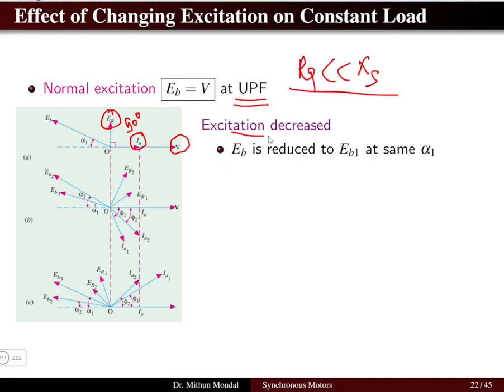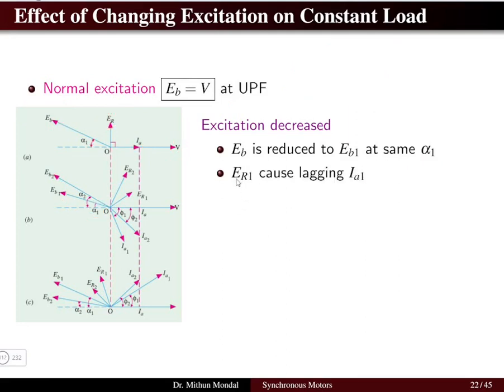Now when the excitation is decreased, what happens? Excitation decrease means that the EMF EB is reduced to a new value of EMF, that is EB1. So EB, which was the back EMF under the normal excitation case, has now reduced to a new value EB1, keeping the value of the torque angle or the coupling angle alpha 1 the same. Whatever the value of alpha 1 was at normal excitation, the same value of alpha 1 is there, because we have kept the load constant. So we are not changing the load. It means the alpha will not change.